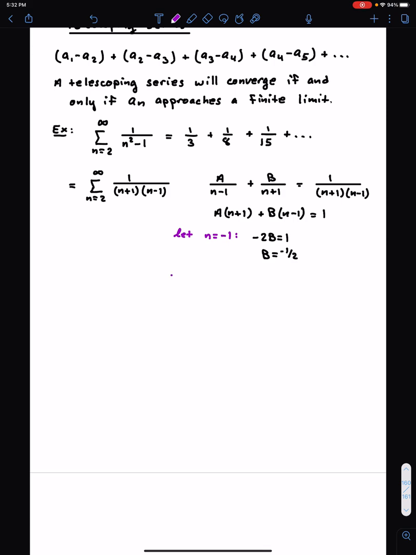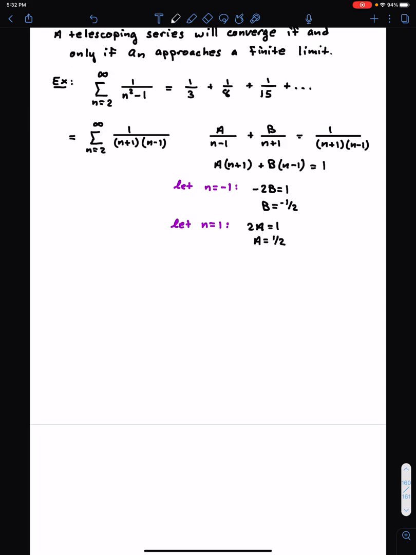If n is 1, then I get 2a is equal to 1. So a is positive a half. So this series turns into the sum from 2 to infinity of a over n minus 1.